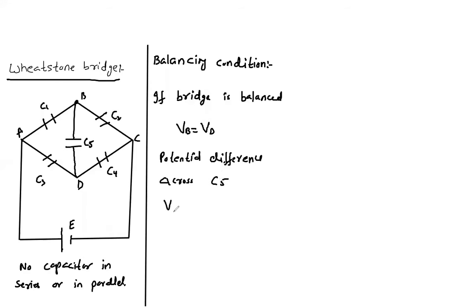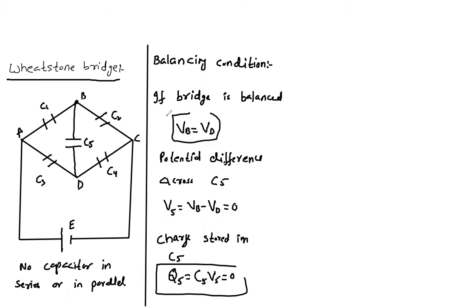If you calculate the potential difference across C5, which is V5, V5 is VB minus VD, which comes out to be 0. If it is balanced, that means there is no potential difference between B and D. V5 is 0, so the charge stored in C5, which is Q5, will be CV, which is 0.